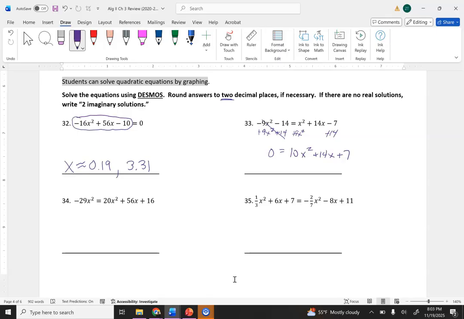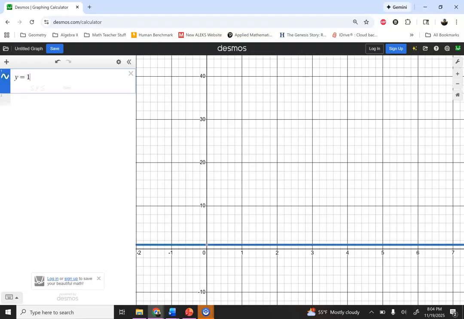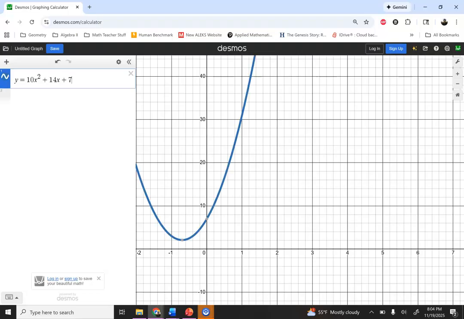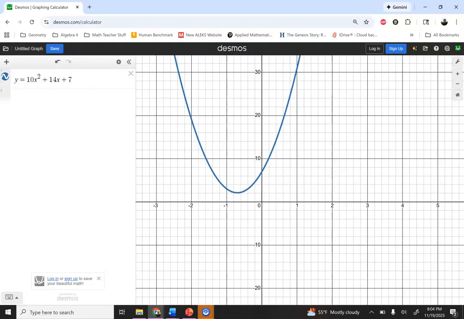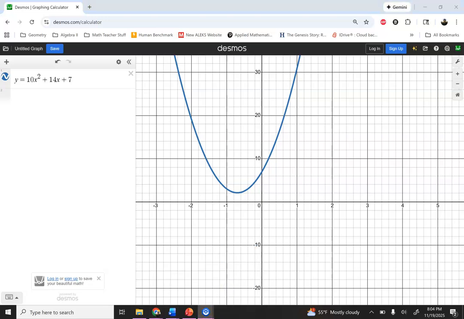All right, so I'm just going to type in the one side of this equation. So y equals 10x squared plus 14x plus 7. Now remember, we're just looking for where does this graph touch the x-axis, because that's where this graph would be equal to 0. Since this graph never dips low enough to touch the x-axis, that means that there's no real solutions to this.